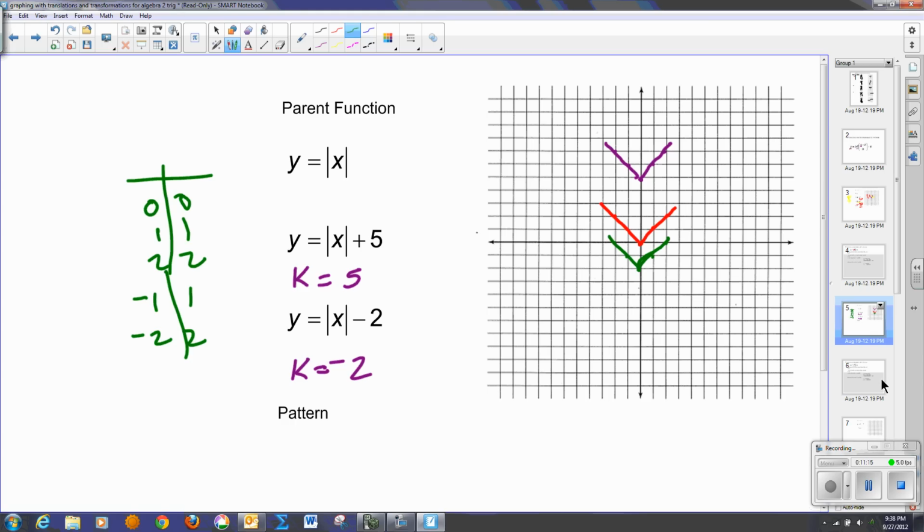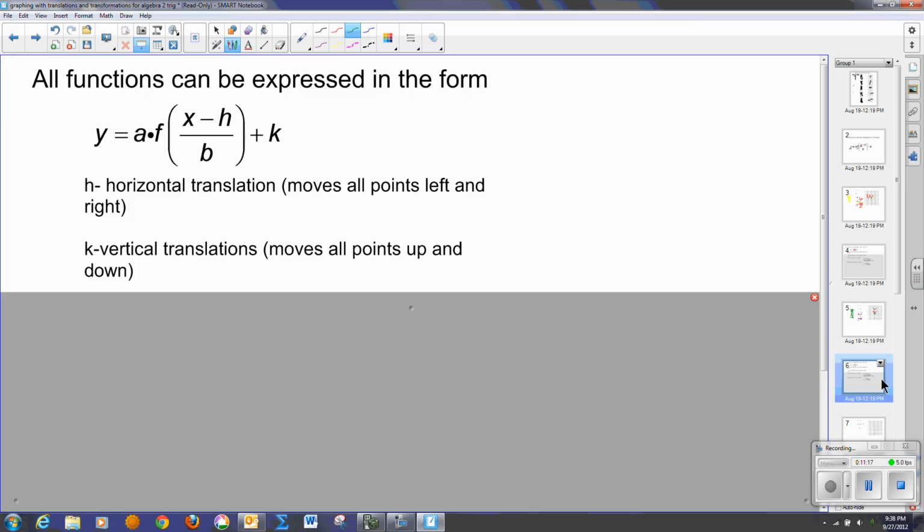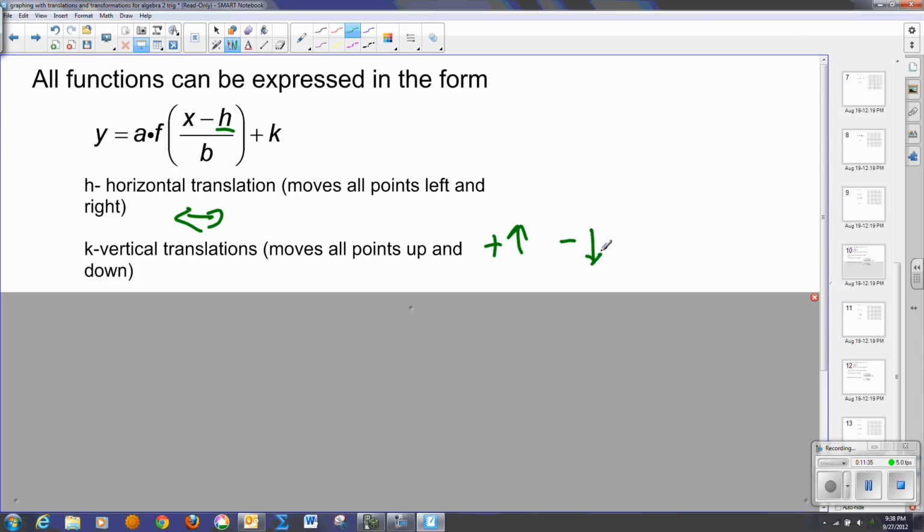And once again, let's take a look at that general function. I know that if I have h following a subtraction sign, it moves left and right. And if I have k always following an addition sign, positive k moves everything up, negative k moves everything down.